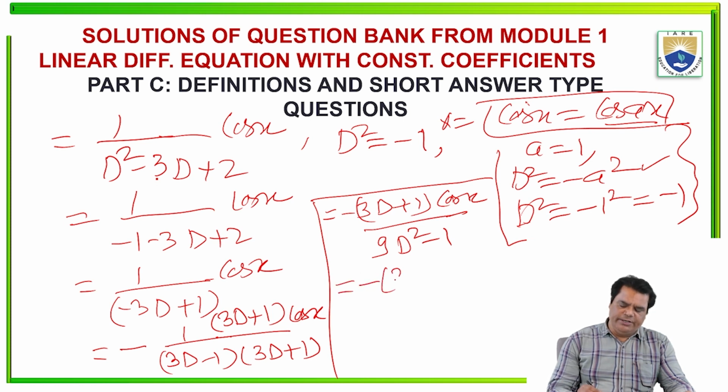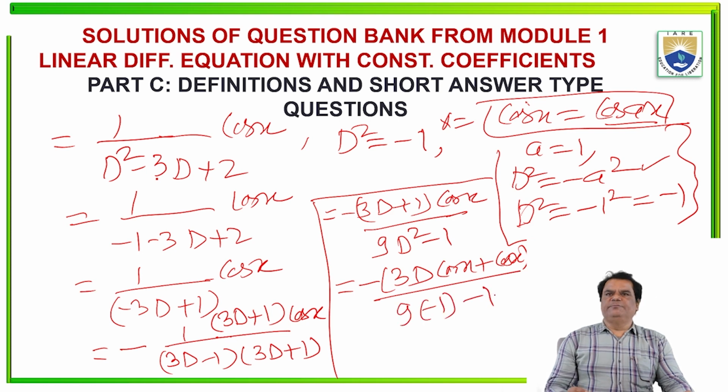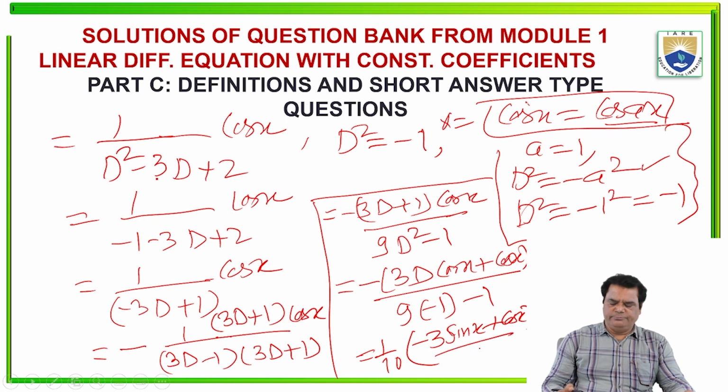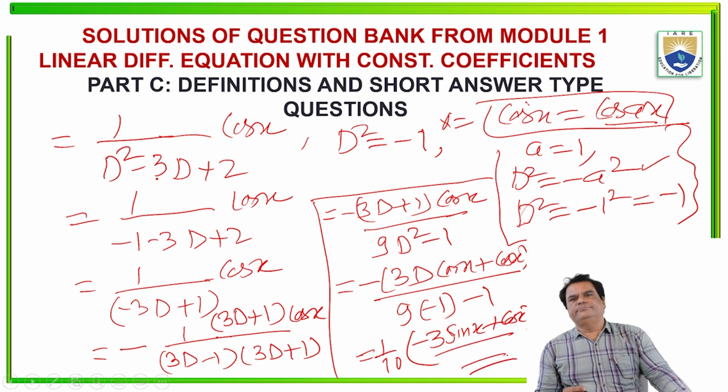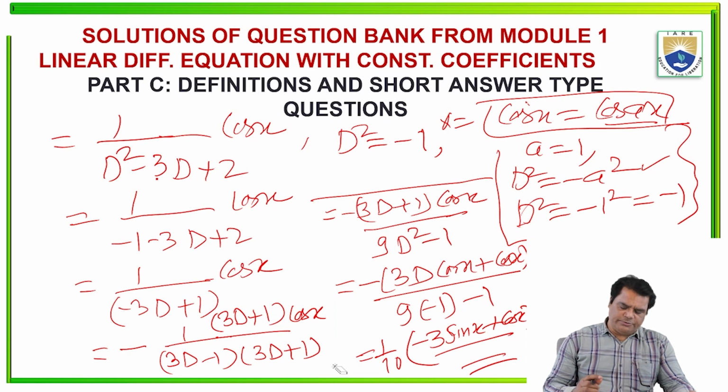So minus 3D, multiplied by cos x, and plus cos x, upon 9 times minus 1 minus 1. So here it is minus 10, so here it is 1 upon 10. Differentiating, D cos x is minus sin x. So minus 3 times minus sin x and plus cos x upon this answer. Okay, this is P.I., the particular integral of this.